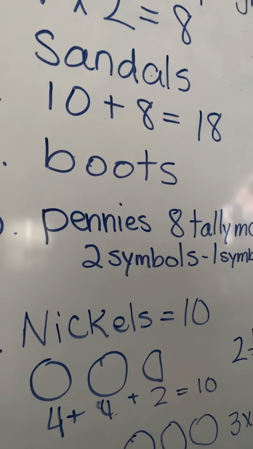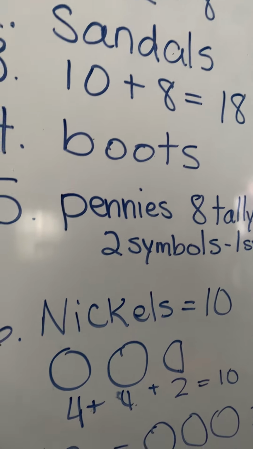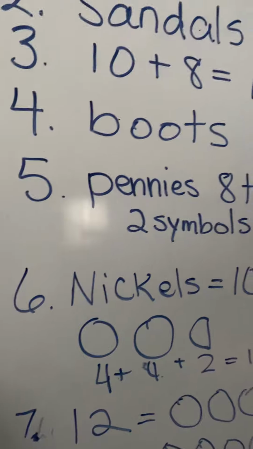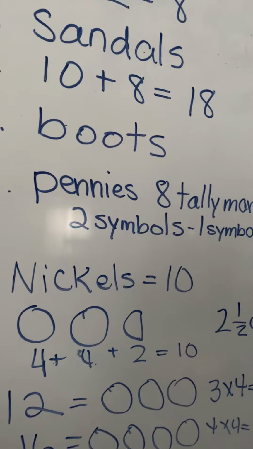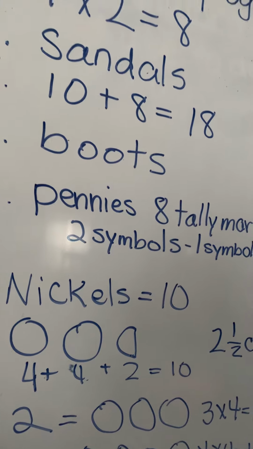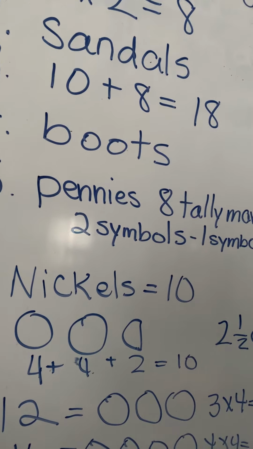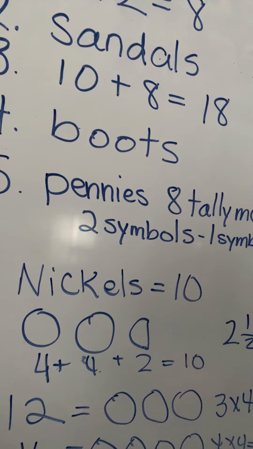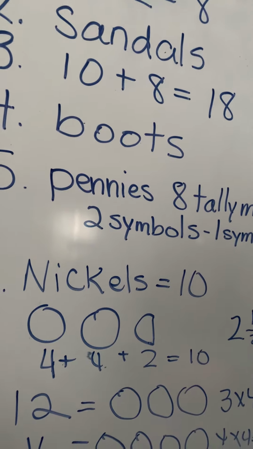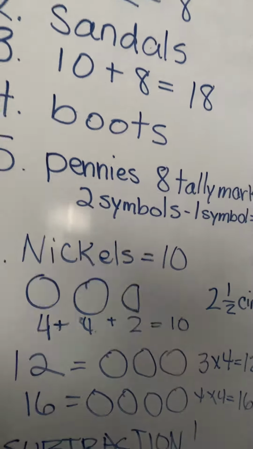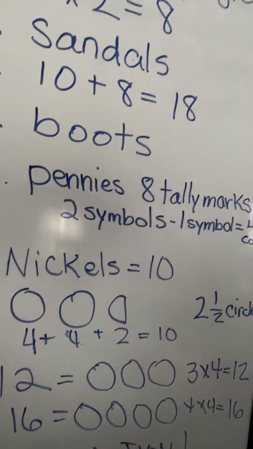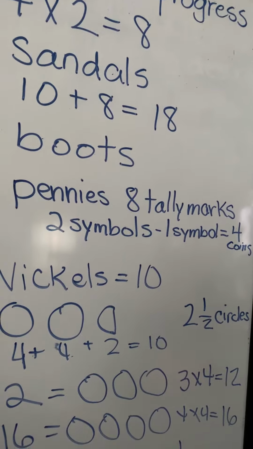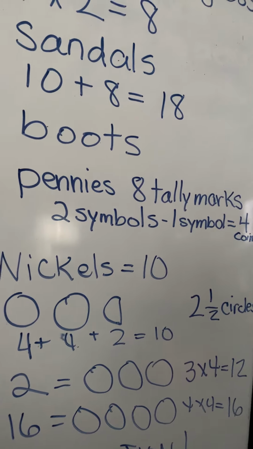Then it asks, how many circles do I need for dimes? Well, that's a little easier because that's divisible by 4. So there are 12 dimes, and 3 times 4 is 12. So there would be 3 circles. And then for the next one, for 16 quarters, there would be 4 symbols. 4 times 4 is 16.